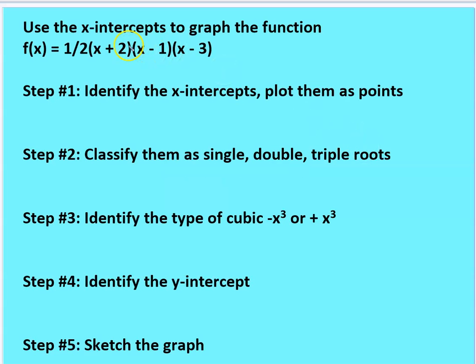Okay, so we're going to use the x-intercepts to graph the function x plus 2, x minus 1, x minus 3. So go through all this process and then sketch the graph. So I'm going to let you copy this down. So I'm going to be looking for all these answers, 1 through 4, and then the graph as part of your classwork. And then I'm going to move on. Please copy this down. Okay, I'm moving on.